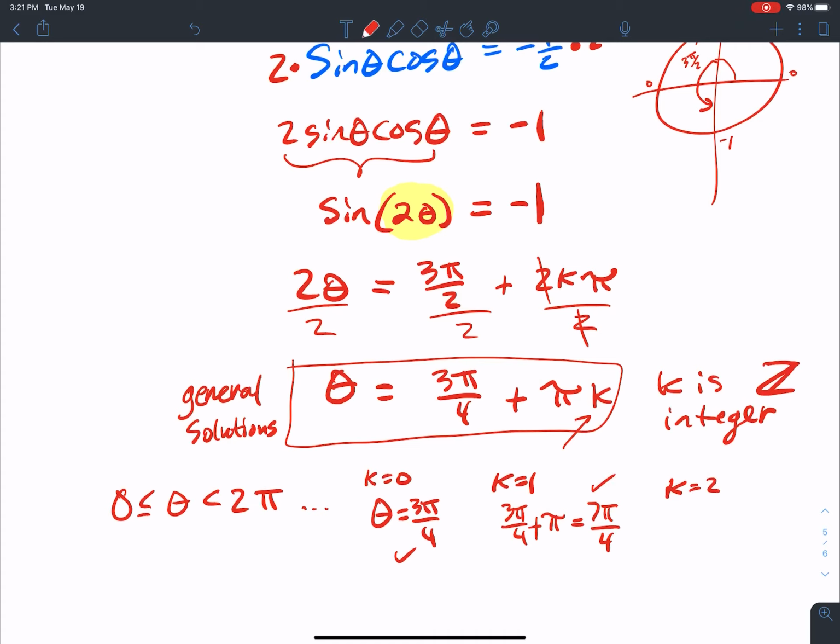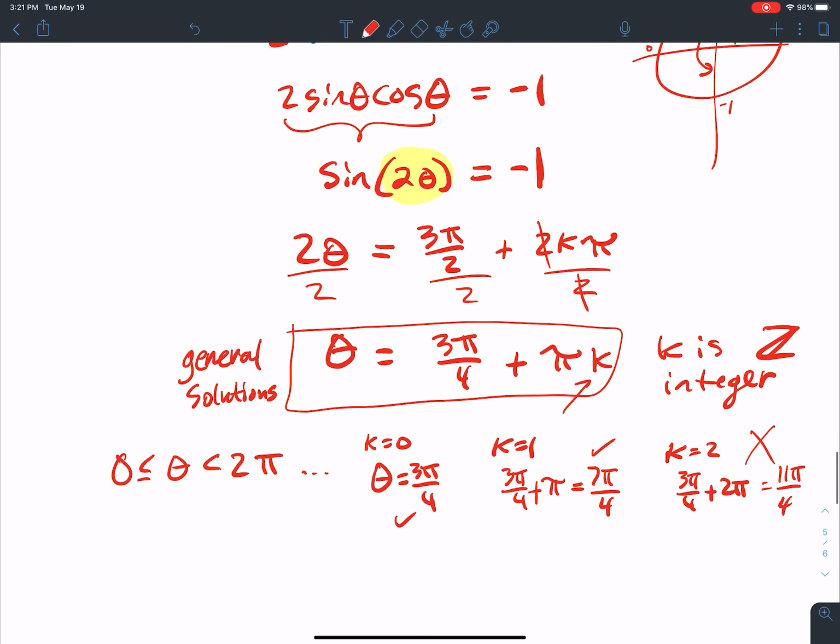If I do k equal to 2, that gives me 3 pi over 4 plus 2 pi. Now, I know if I add 2 pi to it, that's already outside the 2 pi. This didn't start at 0, right? So that's already out. And if I subtract pi from this, that's going to give me a negative number, so that'd be smaller than 0. So my two answers would be 3 pi over 4 and 7 pi over 4. Okay? So that would be my answer on this interval. Okay?